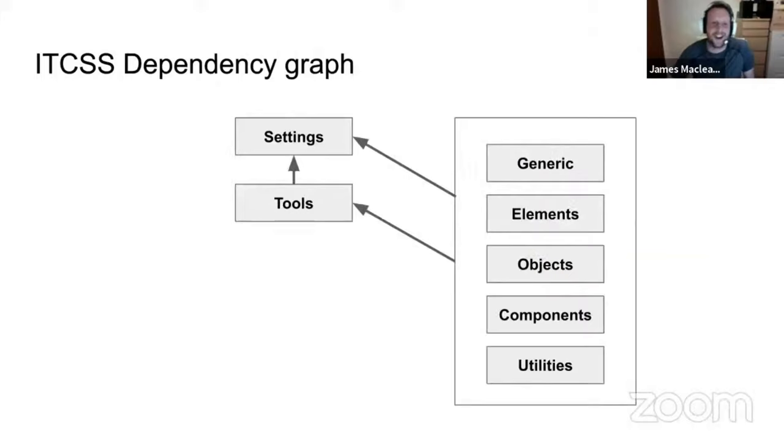This is roughly how the dependencies work in an inverted triangle, where everything from tools below will only depend on the tools and settings. The other layers do not depend on each other. And if they need to, then something has to be abstracted and lifted up to the tools or settings layer. And it never goes the other way. Otherwise, you can't swap things around.